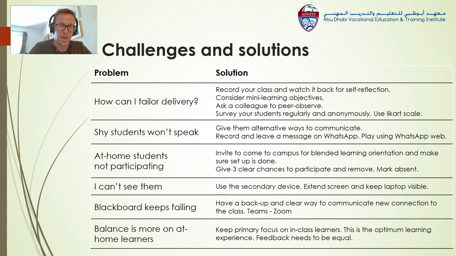And if the balance is more for the at-home learners, make sure you are focusing on the in-class learners. This is the optimum learning experience. We're not quite there yet with technology, with our teaching approaches, to make sure that the online learning is as effective as the in-class learning, certainly for lots of things I've seen. They're the ones who are there in the classroom. The focus needs to be on them. You need to be engaging with the ones at home, but don't forget these people made an effort. They're there in the classroom. They need to engage. The feedback needs to be shared between both.